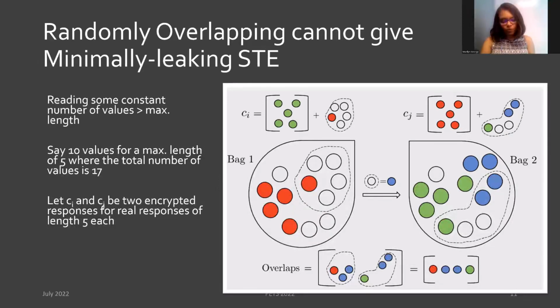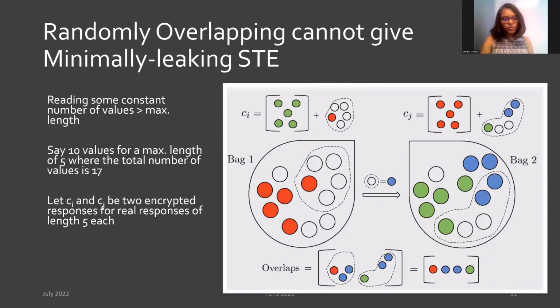To think about a different example, if CI and CJ were much shorter than the maximum length, say CI and CJ only had 1 value each, the essence of our proof is that we show that shorter responses tend to have larger overlaps. So the size of the overlap depends on the length of the true response, and therefore it reveals some information about the volumes. And this is our main result in the standard model.